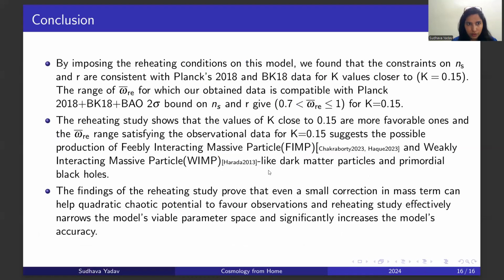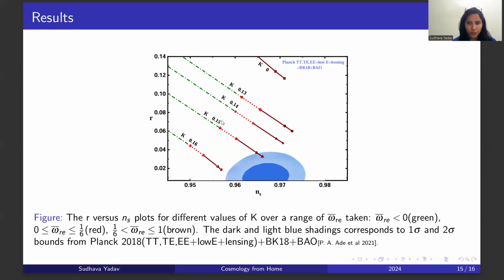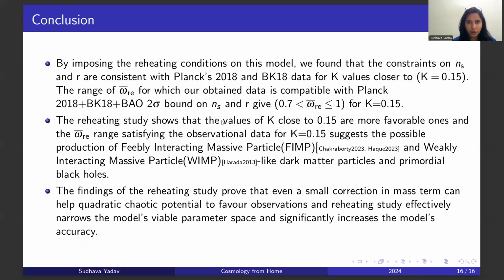Now, the conclusions of our work. By imposing the reheating conditions on this model, we found that the constraints on n_s and r are consistent with Planck 2018 plus BK18 data for k values close to 0.15. The range of omega RE for which our obtained data is compatible with the Planck 2 sigma bound on n_s and r lies in the range 0.7 to 1 for k equal to 0.15.